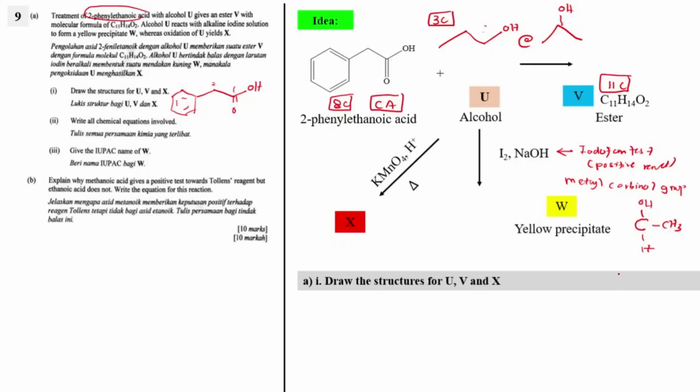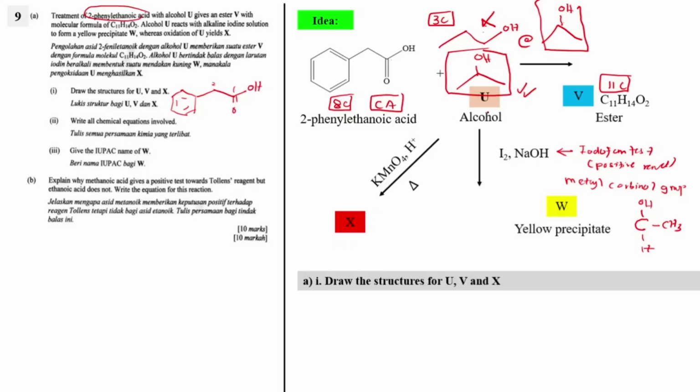And for this reason, the answer is going to be this alcohol here. So our U needs to be a secondary alcohol, which is 2-propanol. Okay, and this one is not accepted because if this one is accepted, it's going to give a negative result. So that is why secondary alcohol is accepted here and not primary.